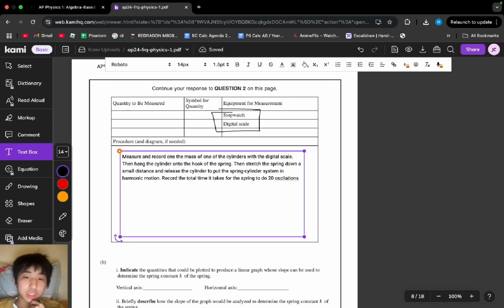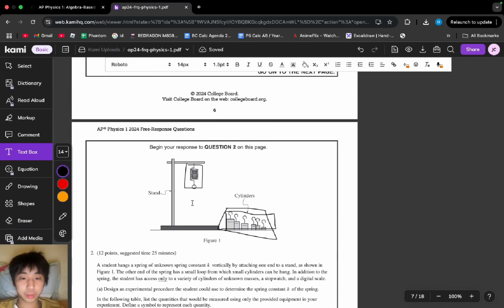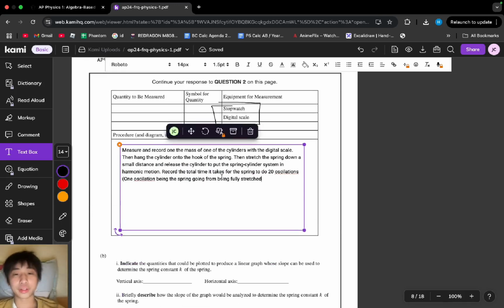So we're going to say, record the total time it takes for the spring to do 20 oscillations, and then in parentheses, thus one oscillation being the spring going from being fully stretched back to being fully stretched. Because of the motion of the spring, if we pull it down a little bit, this is going to be its max distance. It's going to stretch every oscillation. So it's going to move like this and back, this and back. We're going to find the time it takes to go back to its small state and then back to its fully stretched state.